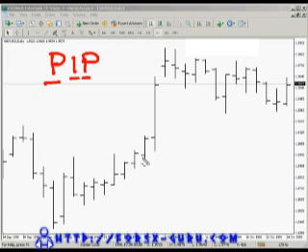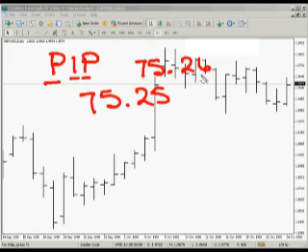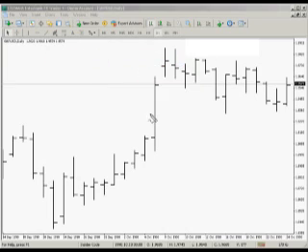Now, if you've ever looked at a stock, you know that most stocks trade in pennies. So you'll get a quote on IBM that looks something like 75.25. And if IBM goes up, it'll go up to 75.26. So the smallest movement here is 1 penny. Okay? Well, in the Forex market, it trades in much smaller numbers. And here's what it looks like.